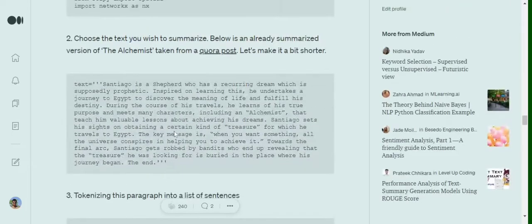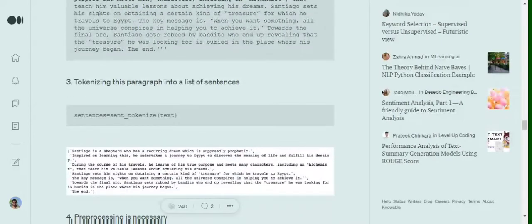Now, the second part is to choose some text over which we will perform the summarization. So I've taken this summary of The Alchemist by Paulo Coelho. So eventually we'll try to summarize this into 4 to 5 sentences and see what our result is.